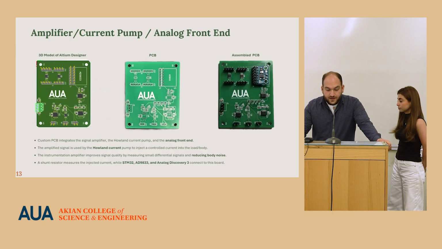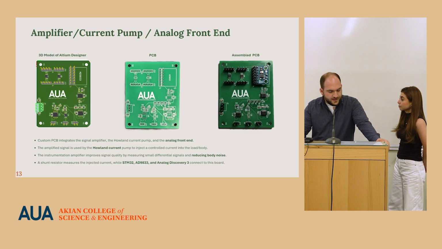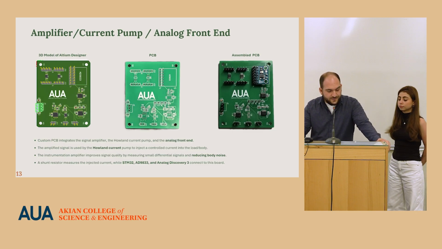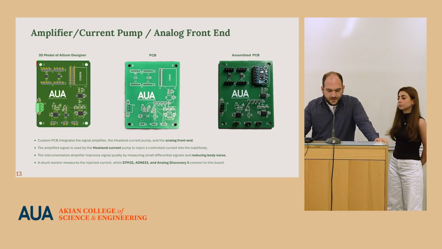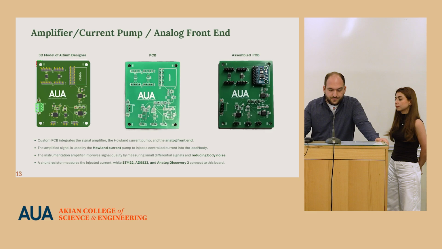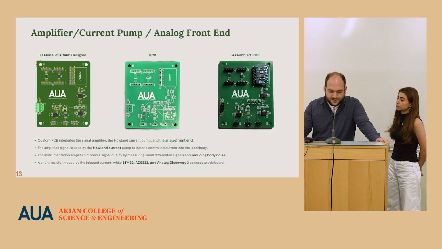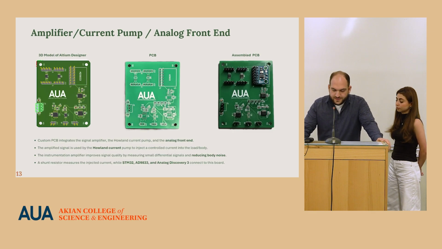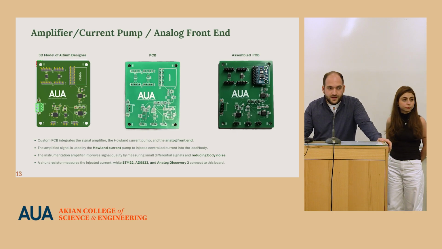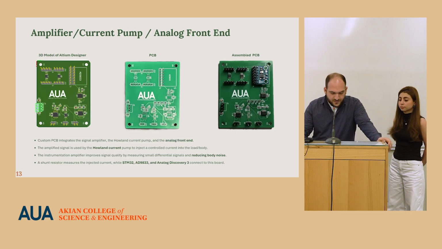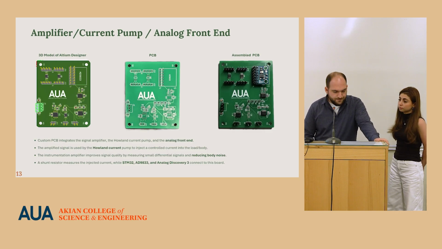For the amplifier, current pump, and the analog front end, we designed a custom PCB. Here you can see at the left corner the 3D model created in Altium Designer. At the center, we have the fabricated empty PCB, and on the right side, you can see the fully assembled and functional PCB. This also acts as the main hub of the hardware of the system because all the parts connect to it. This is why we created the custom PCB.